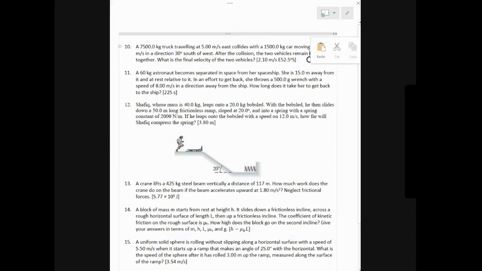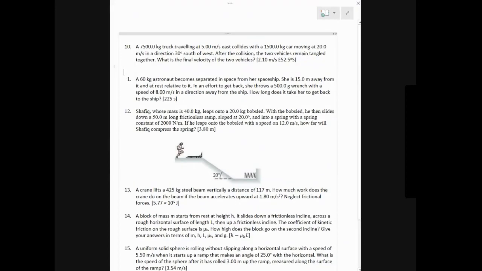Okay, question 10. We have a 7,500 kilogram truck that's traveling 5 meters per second east, colliding with a 1,500 kilogram car that's moving 20 meters per second in a direction that's 30 degrees south of west. After the collision, the two vehicles remain tangled together. What's the final velocity of the two vehicles?